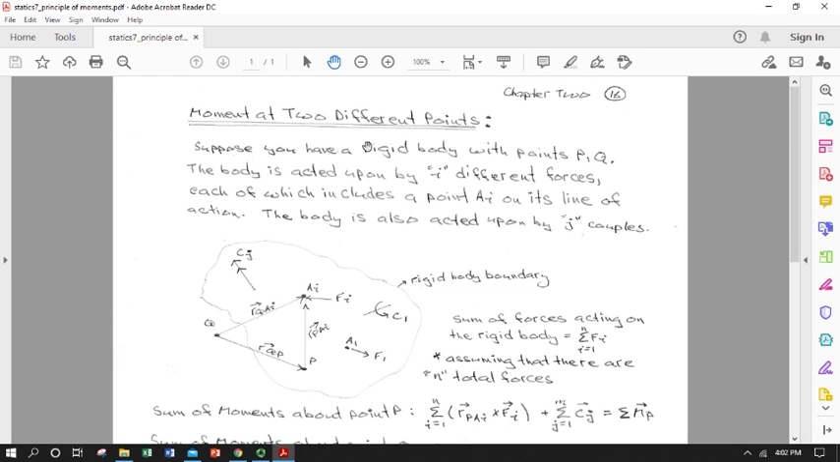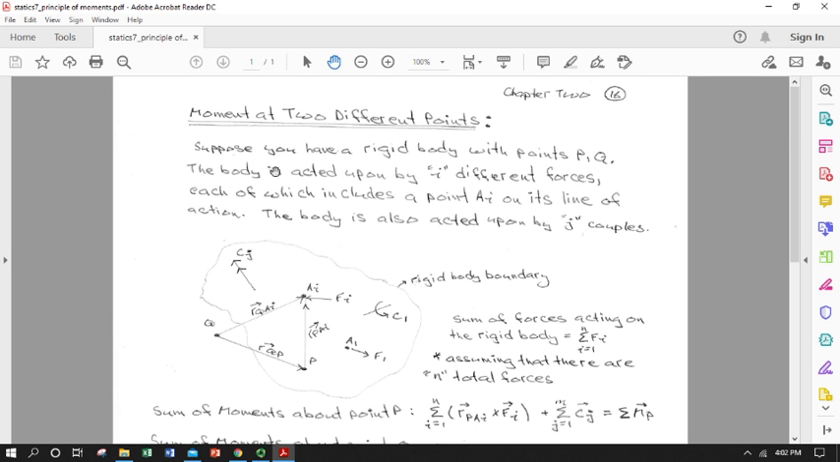And in this lecture we're going to discuss what to do if we have a rigid body with two different points of interest and we want to know the moment at both points. And we have a whole bunch of forces acting on this body and maybe a couple of couples. Remember those things that add pure moment with no different force.